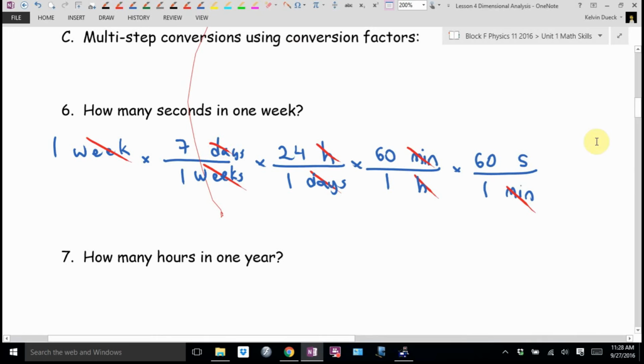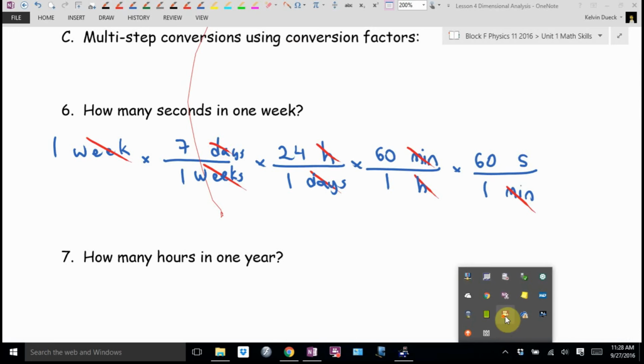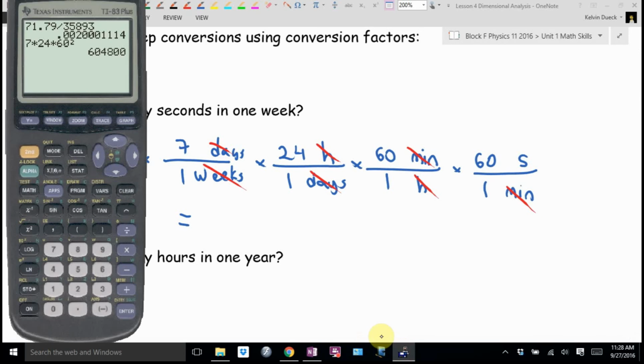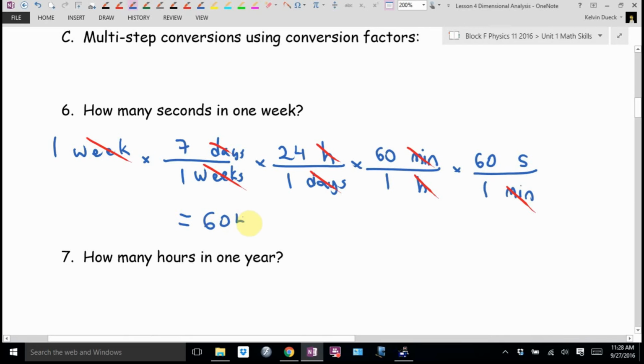Oh, my pen just started going haywire. Hang on here. I got to pause the video for 1 second. So I got, what was it? 604,800? Is that right? No, this is wrong. Seconds. Yes. I'm going to be fussy on units. I would have taken a half mark off. Okay.